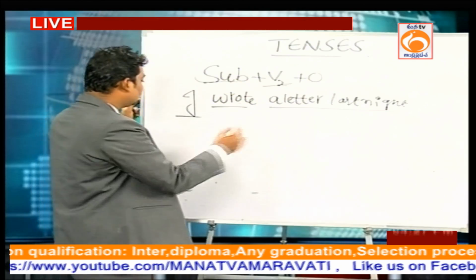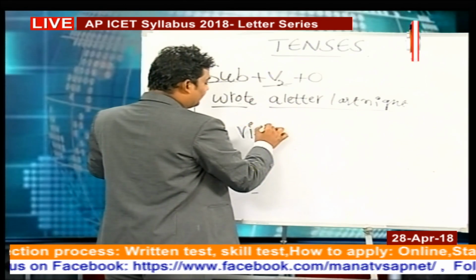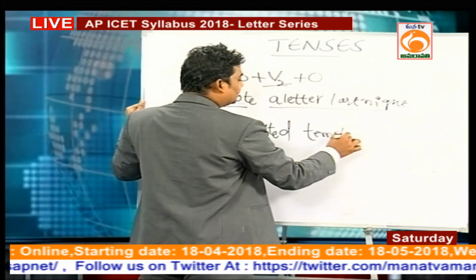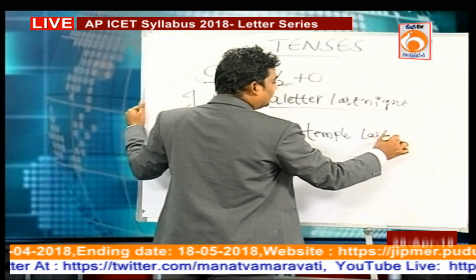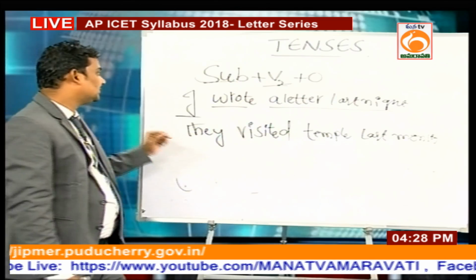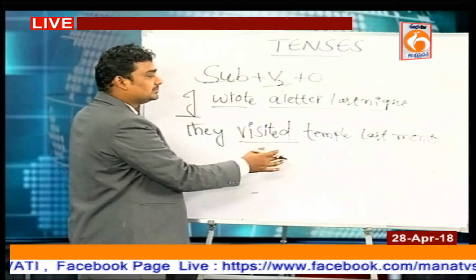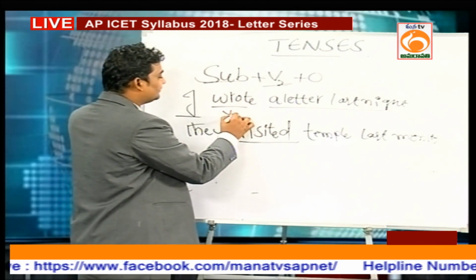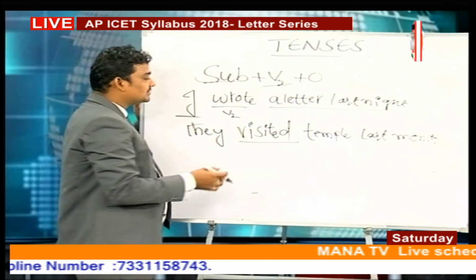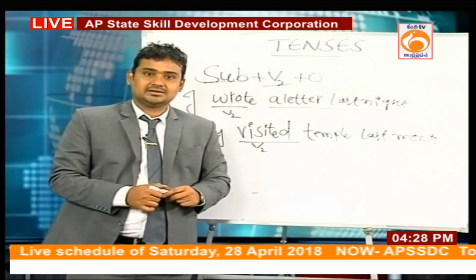One more example. They visited temple last month. The second example also explained that one action is completed. This action already finished. They visited temple last night. Here wrote is a V2 form. What is the V1 of wrote? Write. And here visit is the V1, so visited is the V2 form. So this is past simple or simple past tense.